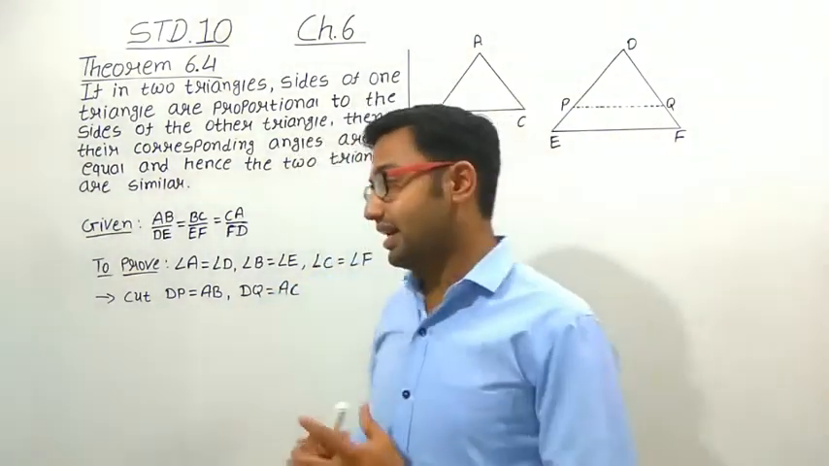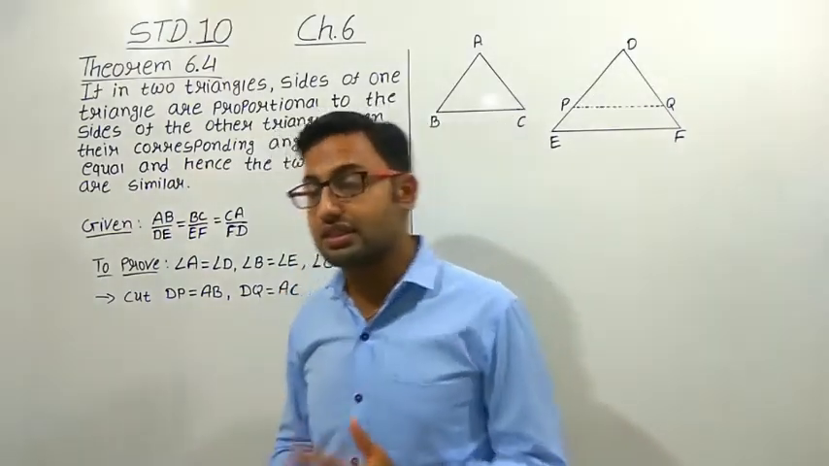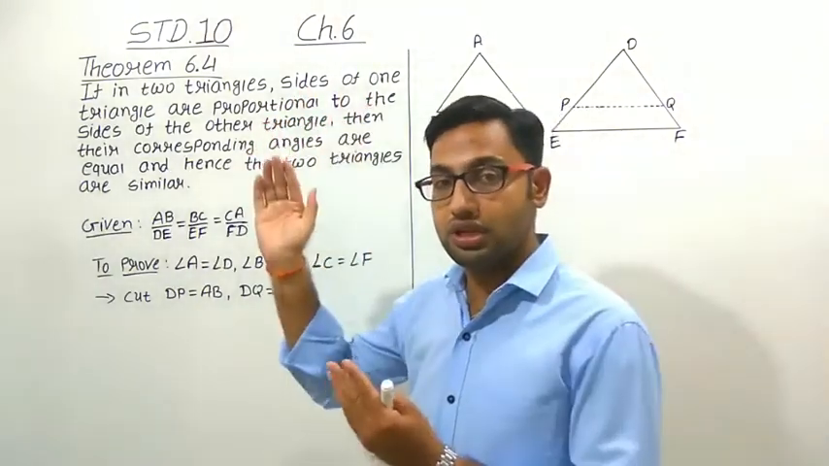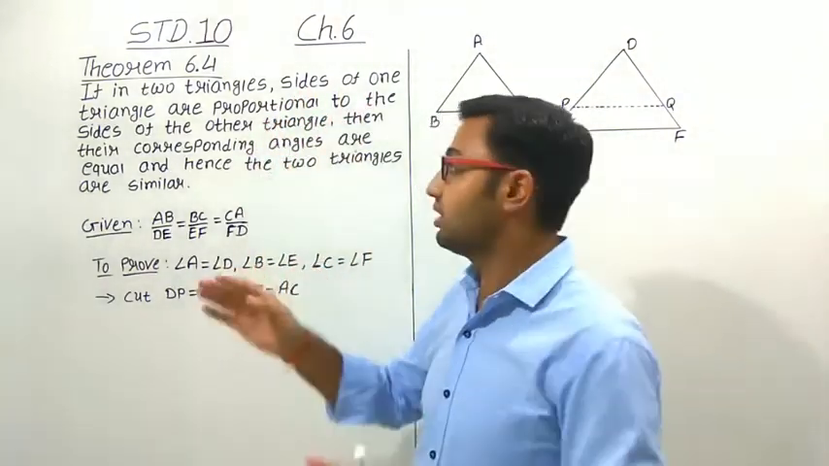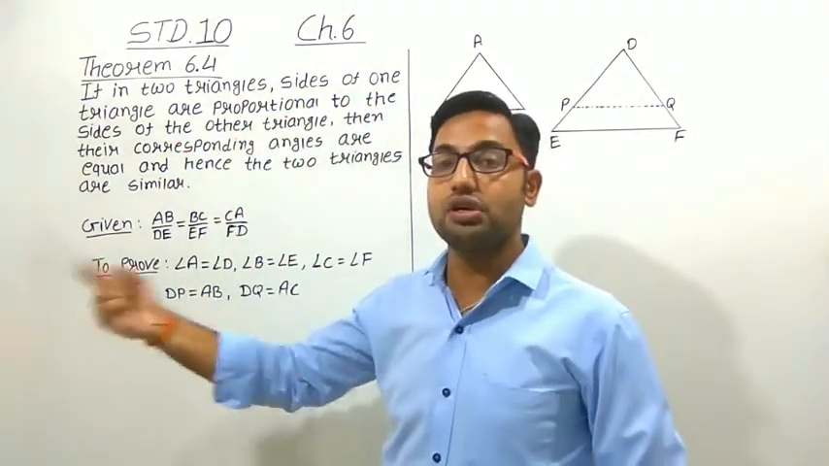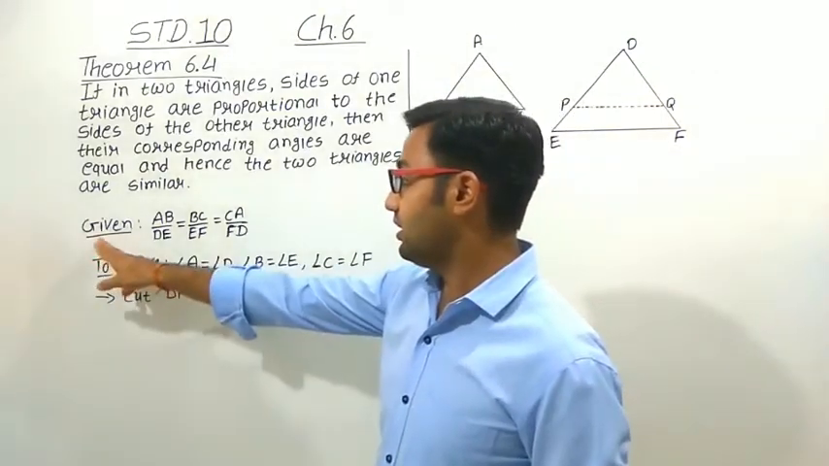So this is the second criterion of the similarity of two triangles, and this criterion is what? Side, side, side, because here what is given is that the sides of the triangle are proportional to the sides of the other triangle. That means we can write it in this way.